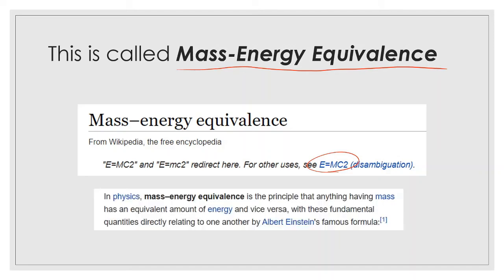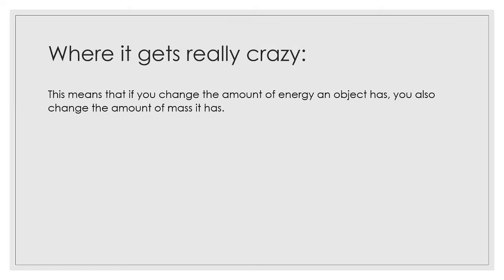This is how they describe it on the Wikipedia page. They say, in physics, mass-energy equivalence is the principle that anything having mass has an equivalent amount of energy, and vice versa, with these fundamental quantities directly relating to one another by Albert Einstein's famous formula E equals mc squared. This is what's so important, and this is why Einstein is so celebrated, why people have so much renown for him in this discovery, because he discovered that mass and energy can kind of be treated like the same thing.